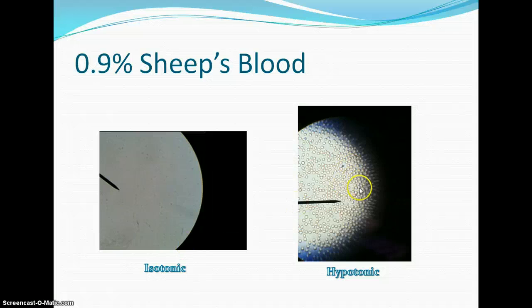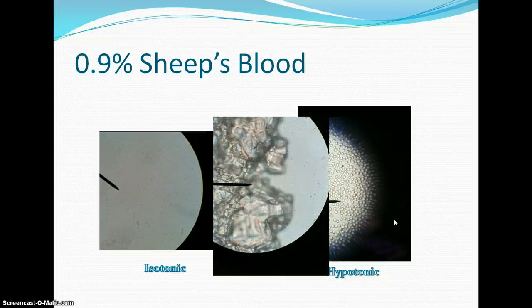Then you can look at this picture, and you know it's hypotonic because the cells are swelling, and that occurs because the inside of the cell has more solute concentration. This is also just a little picture of an air bubble that we saw. Looked kind of cool, so we thought we'd put it in.